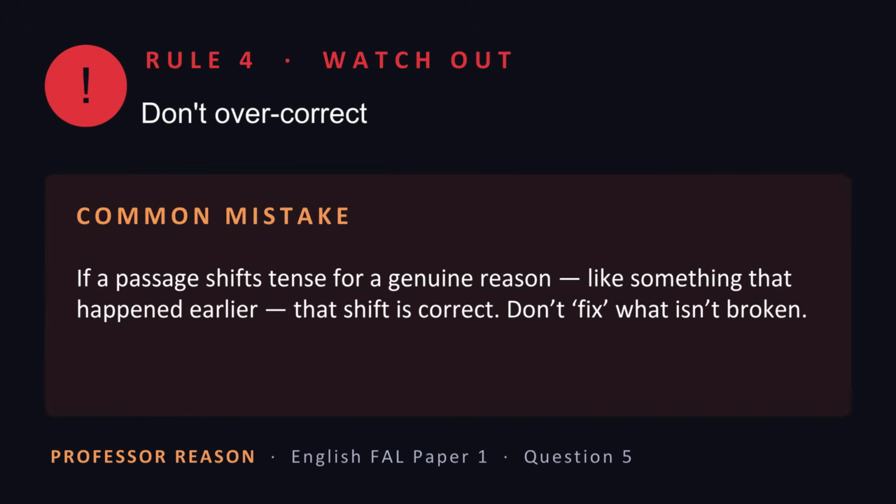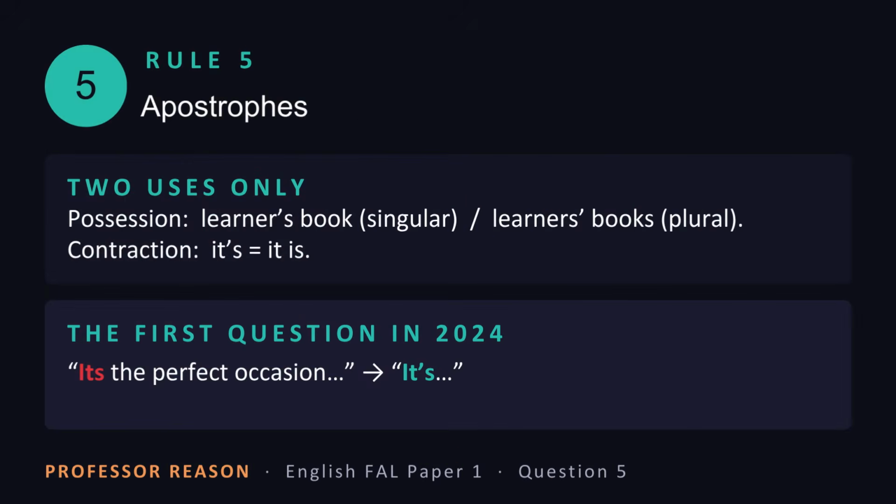The common mistake here is overcorrecting. If a passage shifts tense for a genuine reason, like something that has happened earlier, that shift is correct. Don't fix what isn't broken.